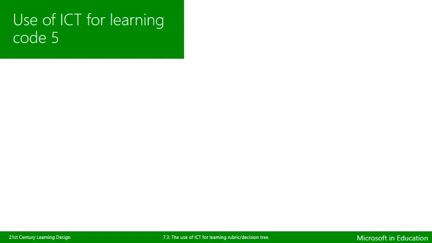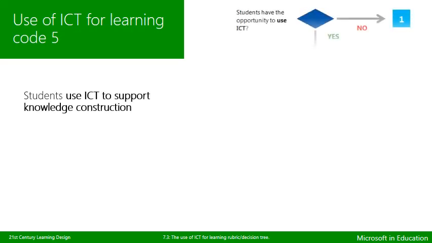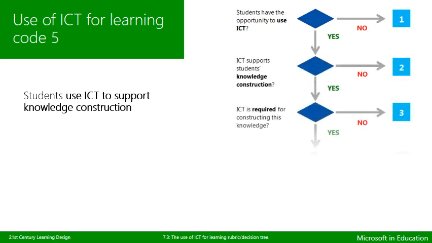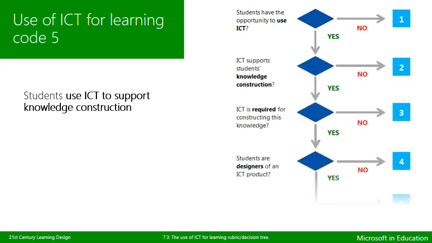However, if the answer is yes to the question, are students designers of an ICT product, then the learning activity is coded as a 5. In other words, students use ICT to support knowledge construction, and the ICT is required for constructing this knowledge, and students do create an ICT product for authentic users.